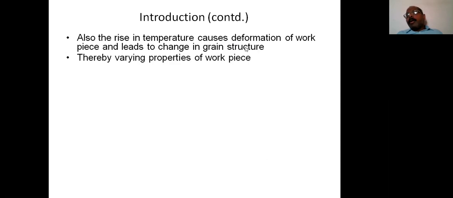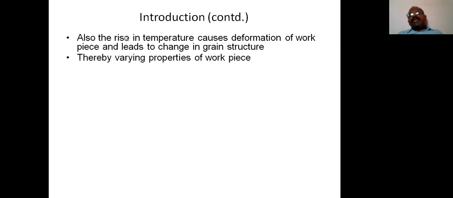What are the mechanical properties? Hardness is one mechanical property. Ductility is one more property. Plasticity is one more property. Likewise, based on the particular material, the properties may change. That's why it is very important to control the change in the grain structure. How to restrict the change in the grain structure? Simply by controlling the rise in temperature.